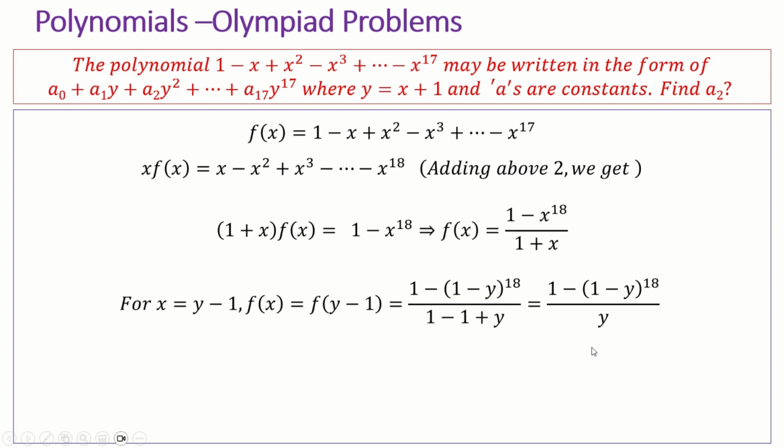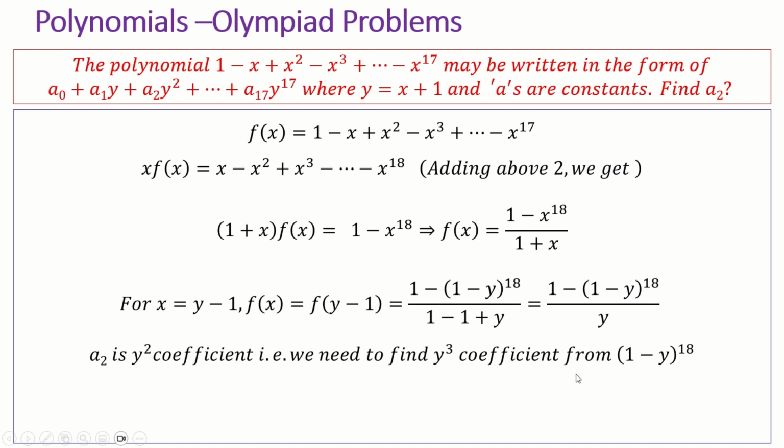Now, where is a2? a2 is the coefficient of y square. So where is the y square term in this one? Since we have a denominator of y, you need to get the y cube term from the numerator. Then it will become y square, correct? Where is the y cube term in this? So you need to find the y cube term of (1 minus y) whole power 18. A2 is the y square coefficient.